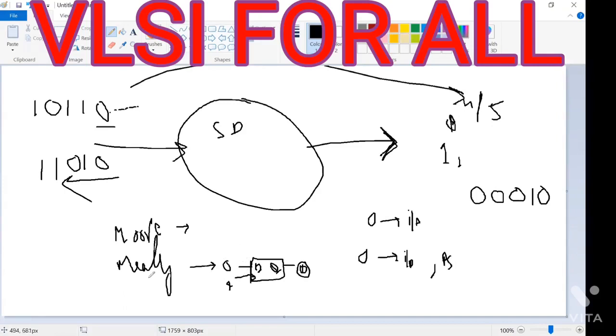Similarly, for a Mealy machine it will be a bit different, because let's say you use an AND gate here and use this input like this and produce the output. Now the output depends on the input as well as on the Q value. So this is a Mealy machine, because the output will depend on the Q as well as on the input. So this is basically a state machine.